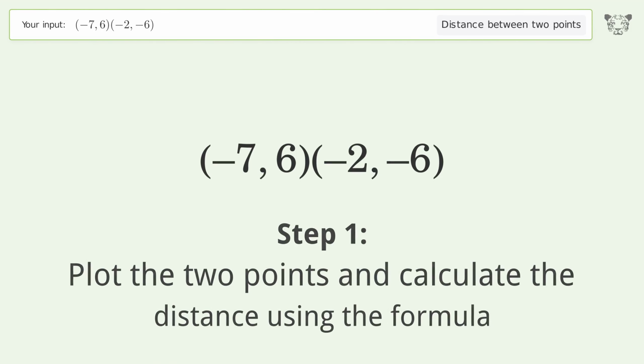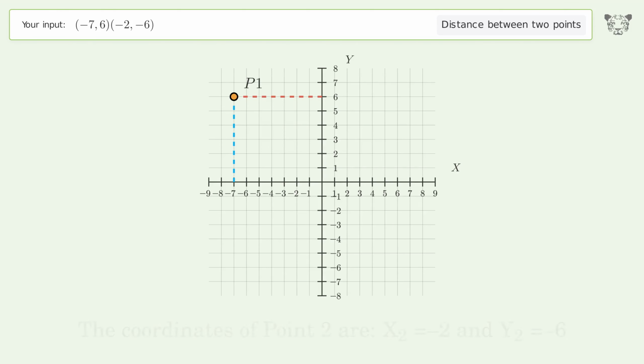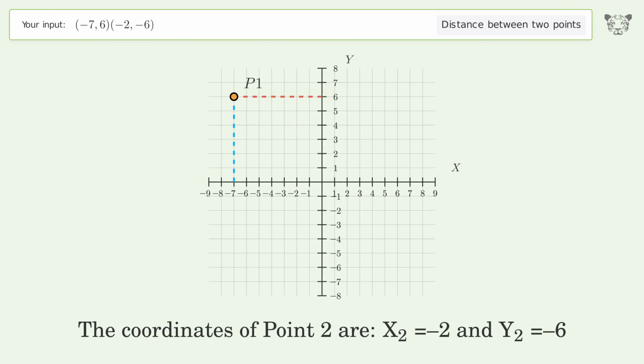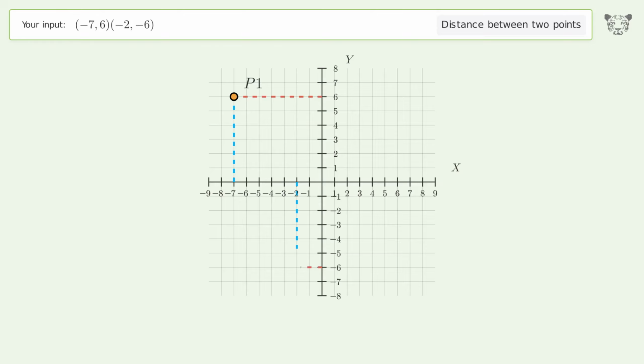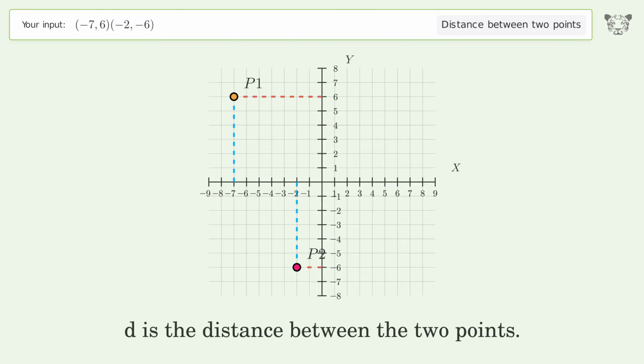The coordinates of point 1 are x1 equals -7 and y1 equals 6. The coordinates of point 2 are x2 equals -2 and y2 equals -6. D is the distance between the 2 points.